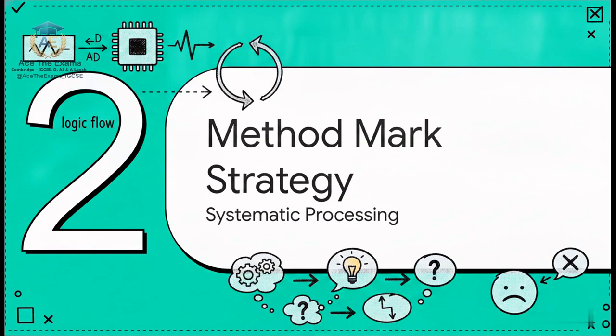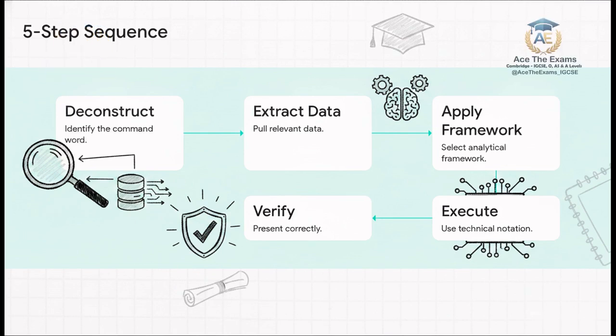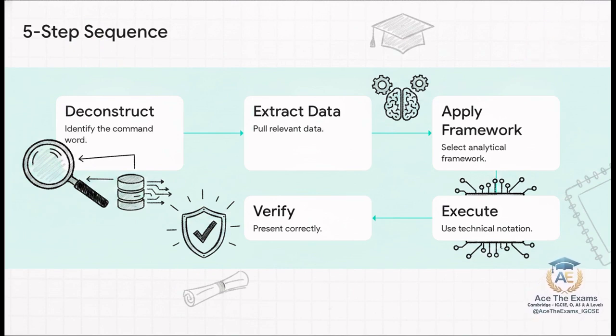Section 2. The Method Mark Strategy. Let's look at how systematic processing is going to save you. This brilliantly illustrates why we need to move to the method mark strategy. In control technologies, getting the final answer quote-unquote right is often way less important than proving to the examiner exactly how you arrive there. Cambridge candidates must demonstrate mastery of fundamental principles through systematic processing. The examiner is actively tracking your logic, and marks are awarded for the actual process.